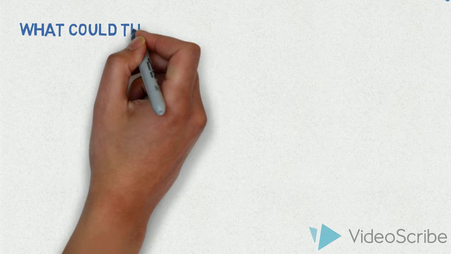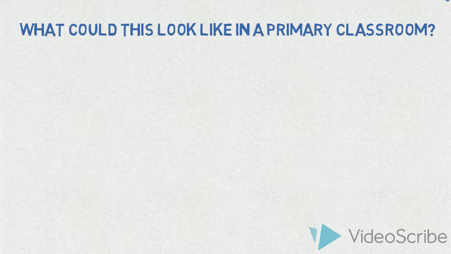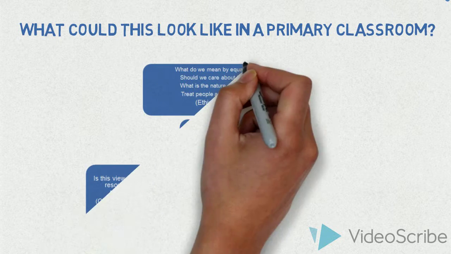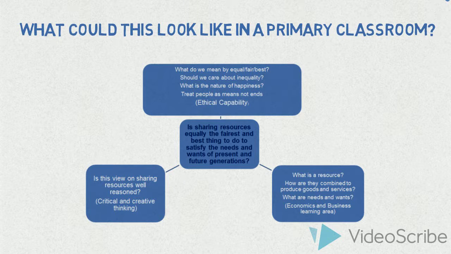Here is an example of how all these 3 elements will contribute to the analysis of an ethical issue in a primary classroom. This highlights the idea of using a learning area, in this case economics and business, to engage students in the ethical and critical and creative thinking curriculums.